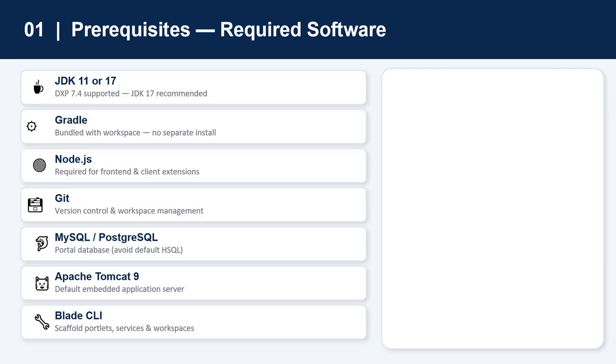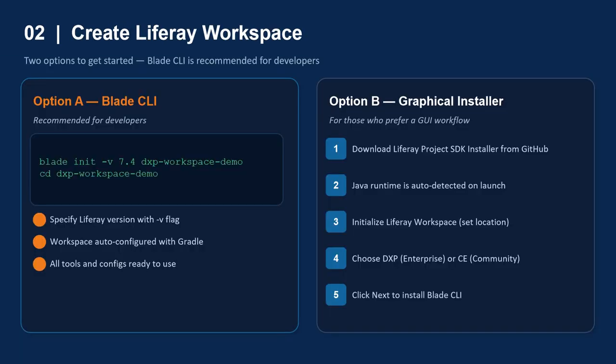The next point is Blade CLI. Why do we need it? This is the Liferay command line tool, guys, for creating projects, for installing, and for any kind of activity required, such as creation of a build, creation of a portlet, creation of a workspace, and initialization of your bundles. So these are all very important points. Let's come to the next point, guys.